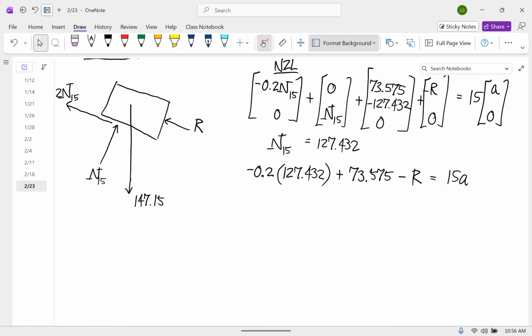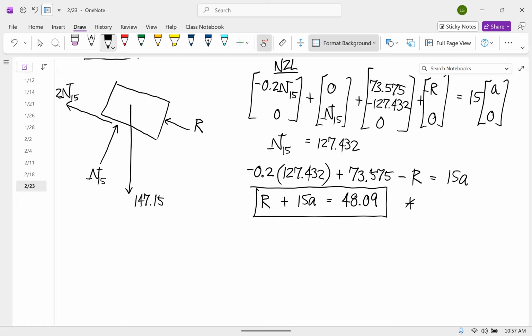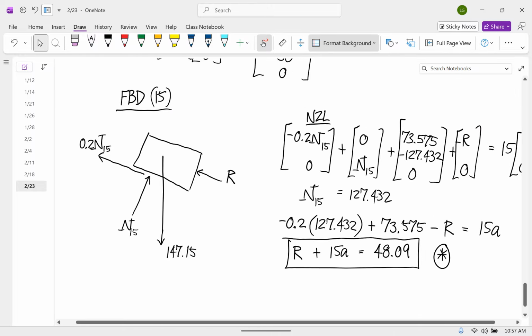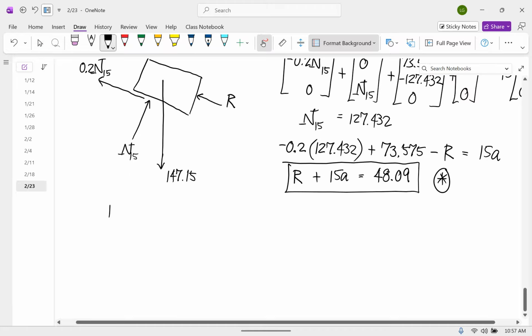And so I'll get all the variables over on the right side. So we have R plus 15A is equal to 48.09. So that's our first equation. And then we'll go to the 8 kilogram.